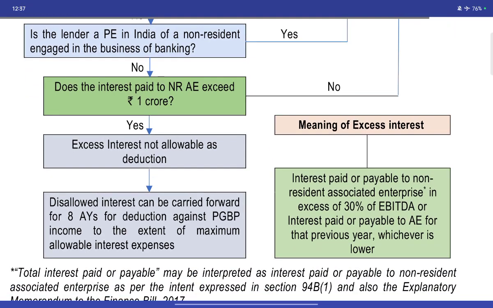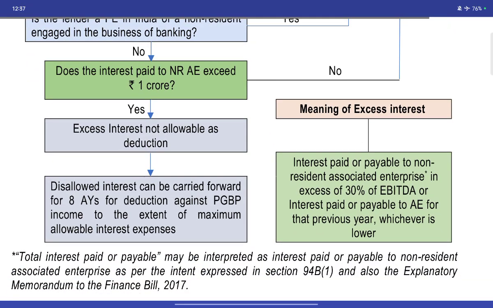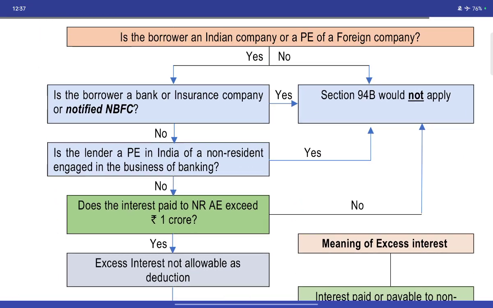If yes, the excess interest is not allowed as a deduction, and the disallowed interest can be carried forward for 8 assessment years for deduction under the head PGBP income, to the extent of the maximum allowable interest expenses. Meaning of excess interest: interest paid or payable to a non-resident associate enterprise in excess of 30% of earnings before interest, taxes, depreciation and amortization.